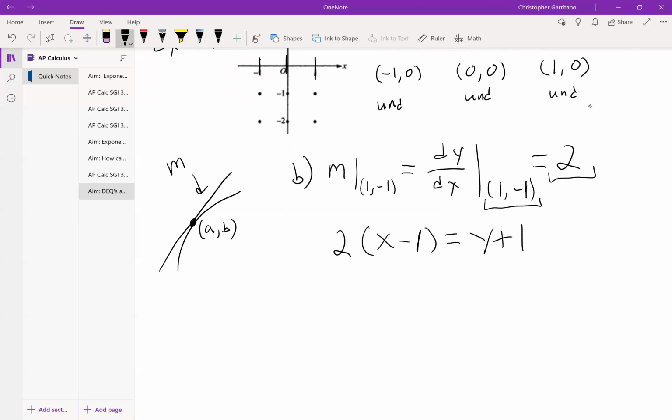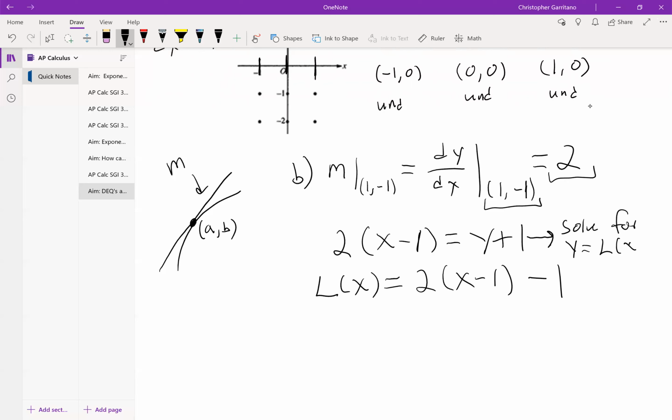Now, when I'm writing a linear approximation, I take my tangent line equation and I solve it for y. So my linear approximation function will equal 2 times (x - 1) - 1. You can see that all this is taking this equation and solving for y, and y is going to equal your linear approximation function.